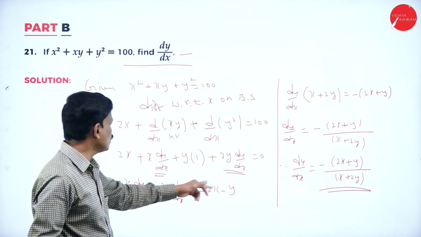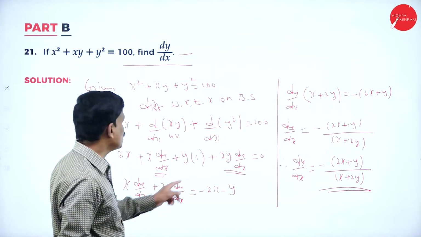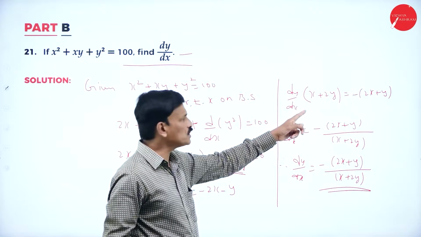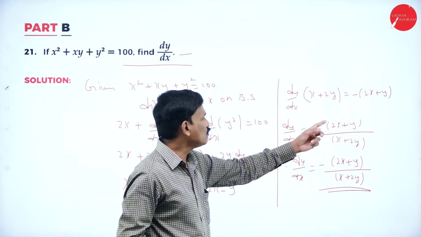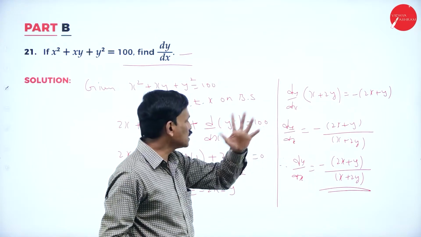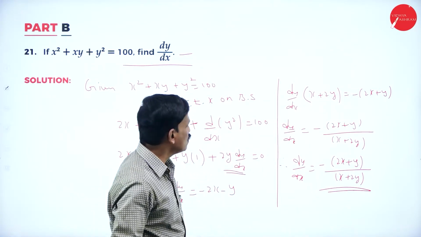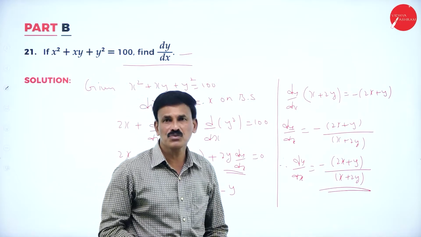Minus 2x, and plus y becomes minus y. Take dy by dx as common factor: (x plus 2y) is equal to minus sign out, (2x plus y). dy by dx is equal to minus of (2x plus y) divided by (x plus 2y). So the required answer is minus (2x plus y) divided by (x plus 2y).